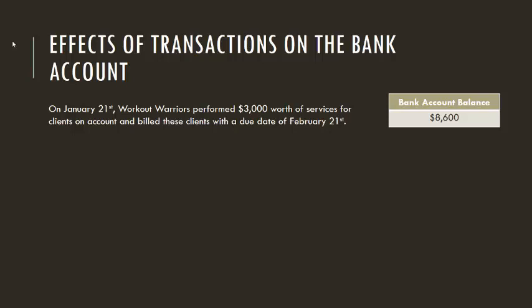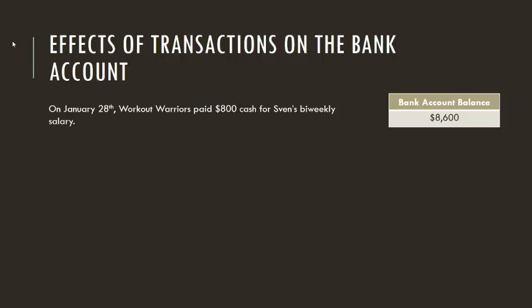Workout Warriors at this point perform the services and they billed the customer for payment in the future, but they didn't actually receive cash at the time. Well, since they performed the services, they met their performance obligations, they would get to record this as service revenue, which would ultimately affect their net income. But since there's no actual payment at the time the services are completed, it does not affect the balance of their bank account, and their bank account at this point would still remain at $8,600.